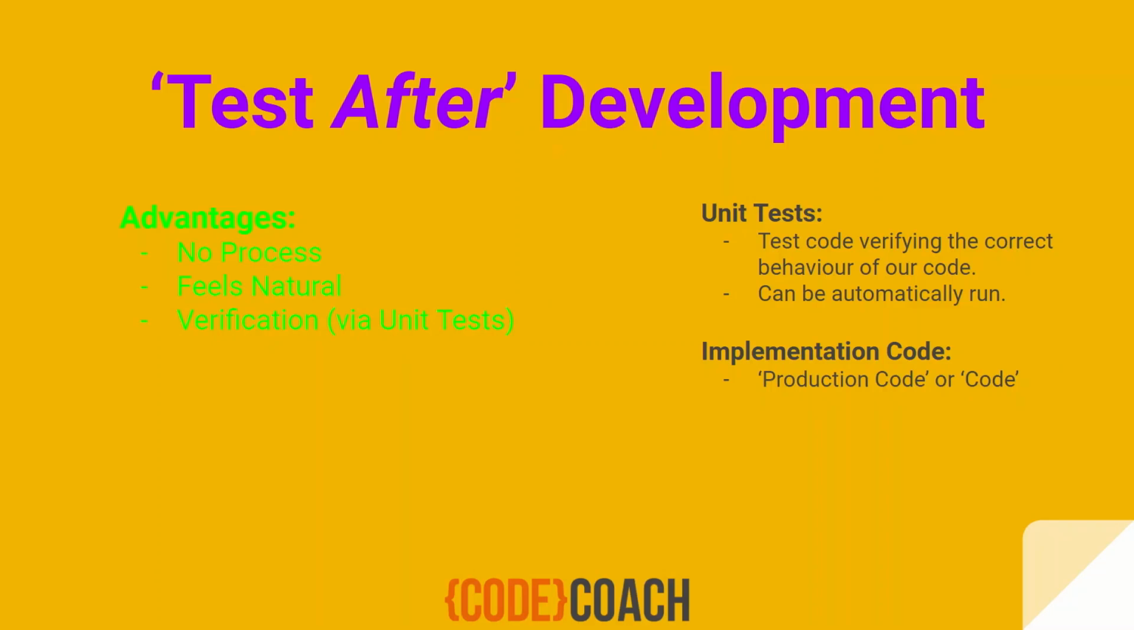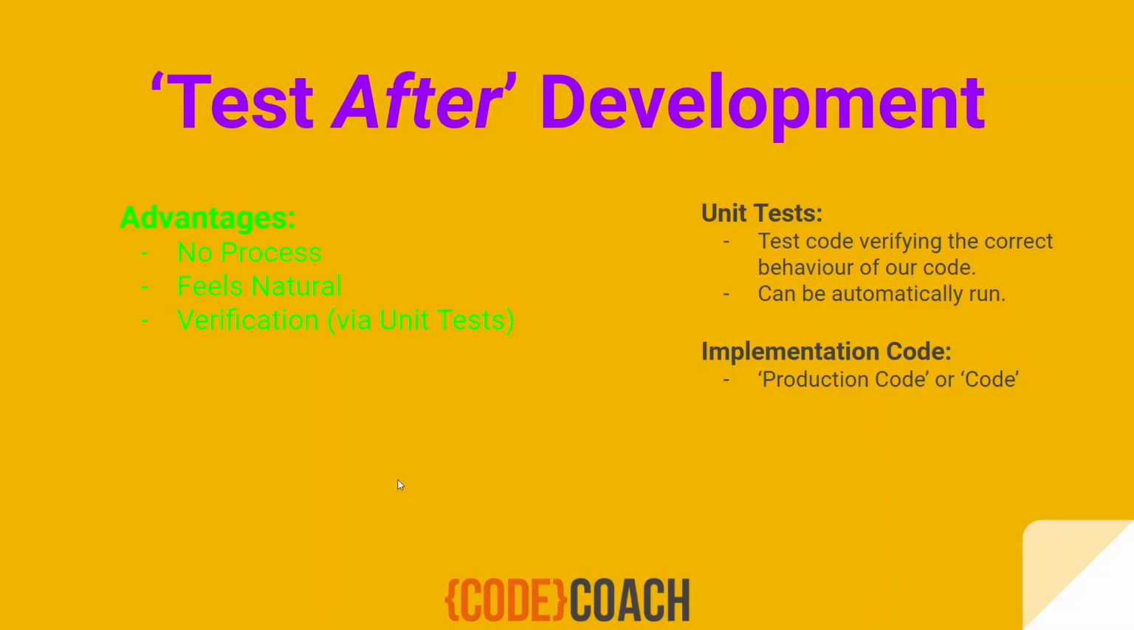And there on the right hand side, there's a little bit on unit tests. Unit tests are these tests that verify the correct behavior of our code. So it's basically code that checks our implementation code, production code, or oftentimes just code. So there's two different kinds of code now. There is the code that will run our program, this implementation code, and then there will be unit test code that checks the implementation code, that checks that our program works as expected.